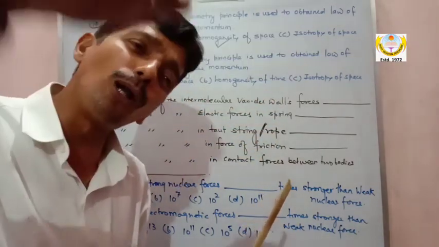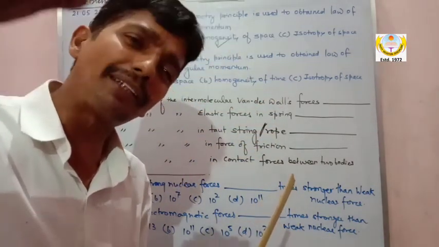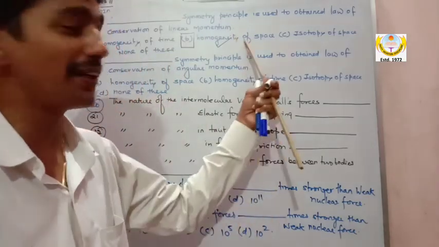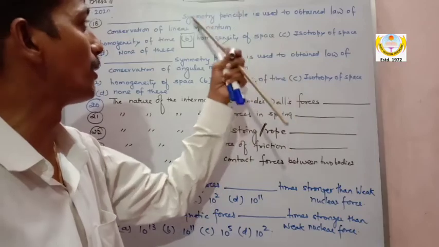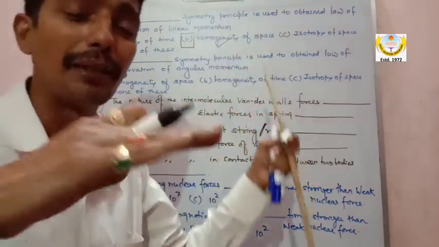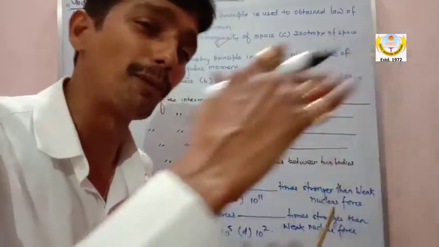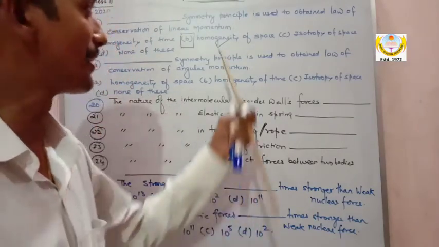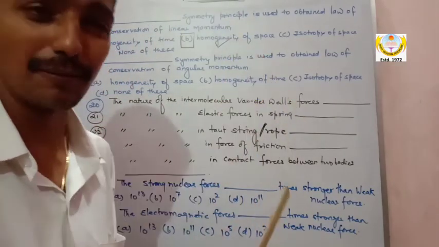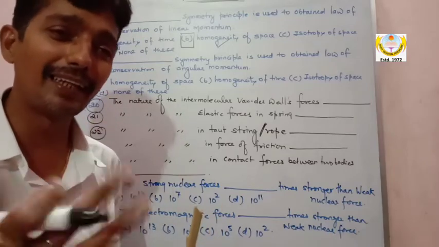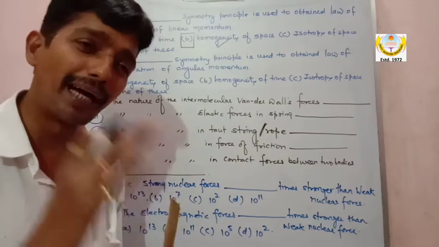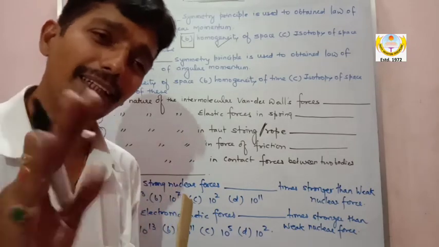Remain same at all locations. That is homogeneity of space. And remain same at all locations, that is linear momentum remains conserved at any location. It has nothing to do with that. That is the symmetry principle, my dear. So remember this, sir. Energy conservation, homogeneity of time. Whenever you do it, the law of energy is conserved.